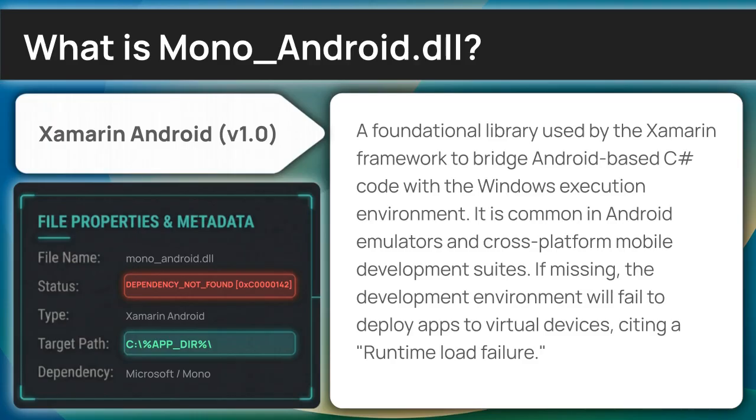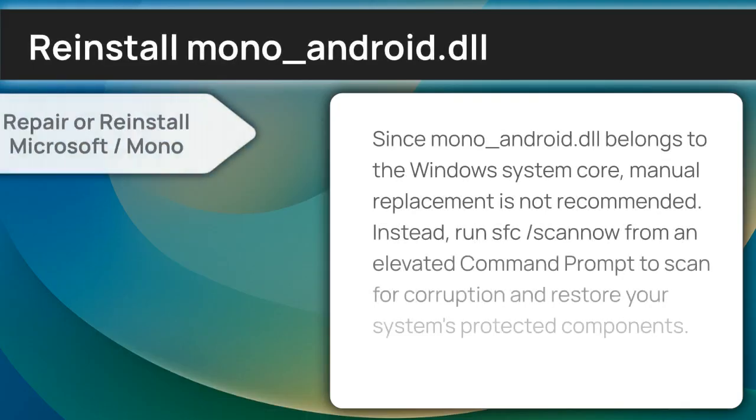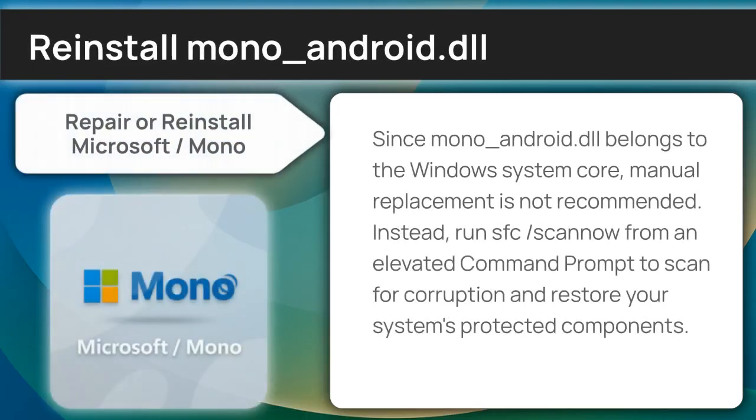Now that the technicals are covered, let's run the official installer. Since Mono for Android Library DLL belongs to the Windows system core, manual replacement is not recommended. Instead, run sfc /scannow from an elevated command prompt to scan for corruption and restore your system's protected components.